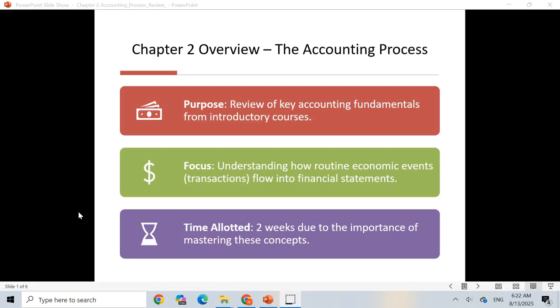I have allotted 2 weeks for this chapter because I believe it is so important to really truly understand these concepts. These concepts are taking a transaction, putting it into a journal entry, creating an unadjusted trial balance, posting your adjusting journal entry to a new trial balance, and then to your financial statements.